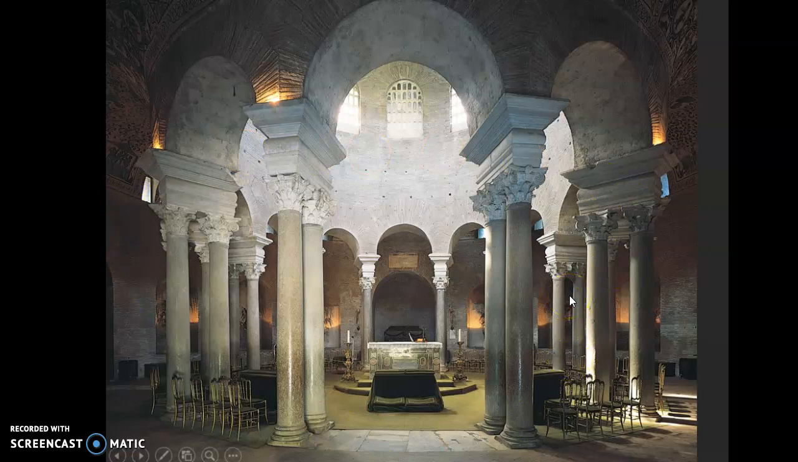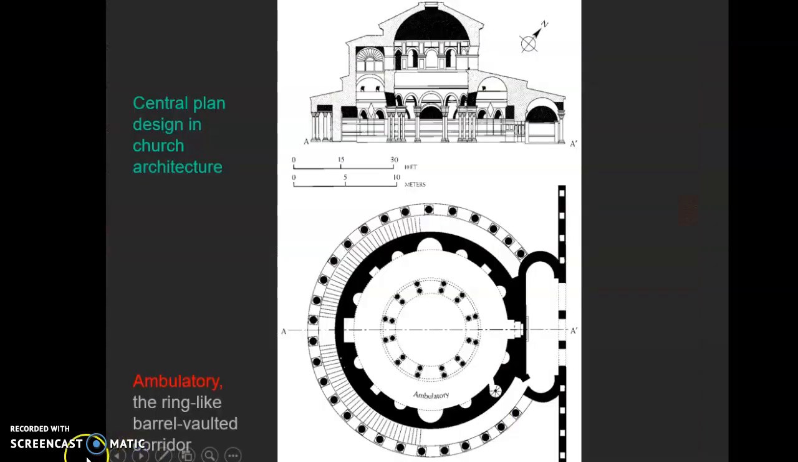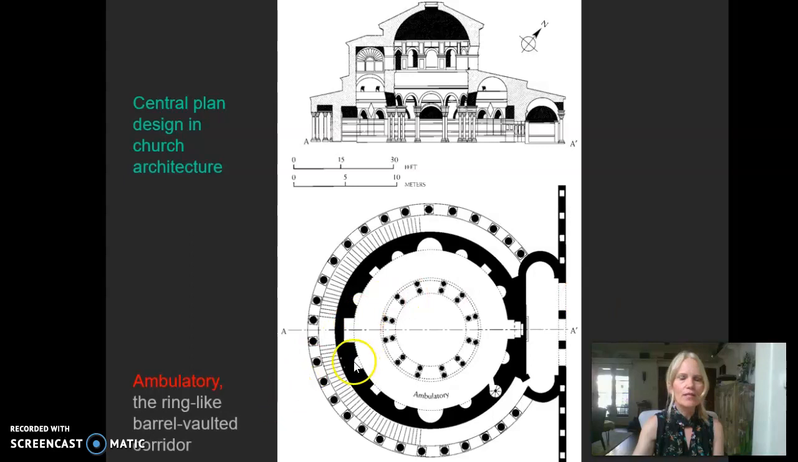But what I want to draw your attention mostly to is the walkway that encircles that focal point. They sort of have a rotunda or a peristyle rotunda for the sarcophagus, but the walkway is something I want to draw your attention to because it's here in this architectural plan. So here are those pairs of columns to which I referred. This is where you find a walkway that encircles that space, and that's called an ambulatory. And an ambulatory is a ring-like barrel vaulted corridor.